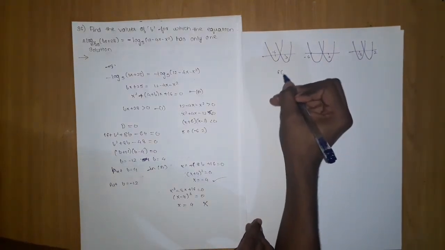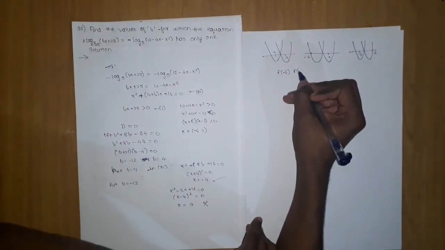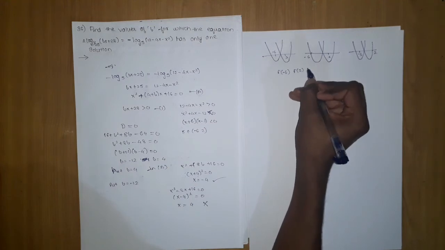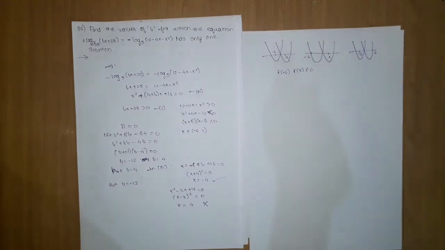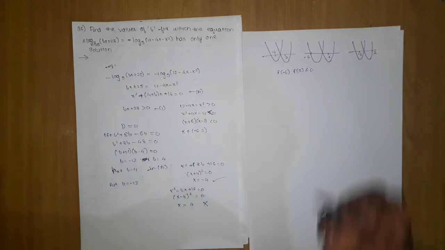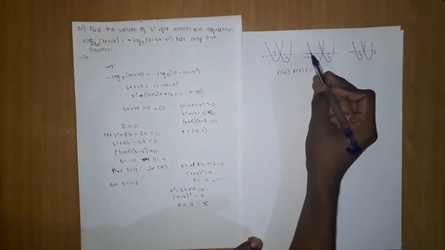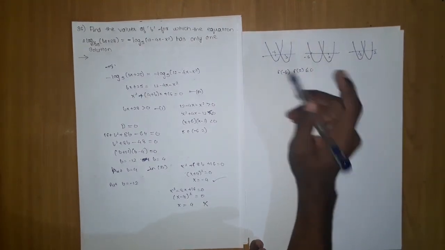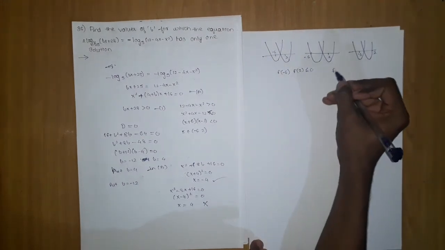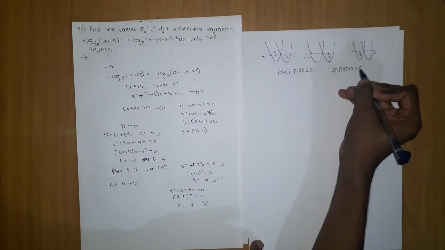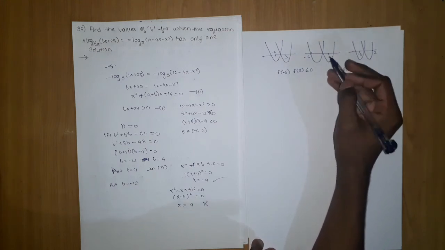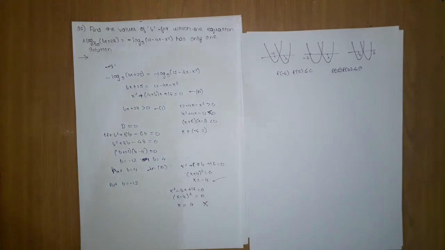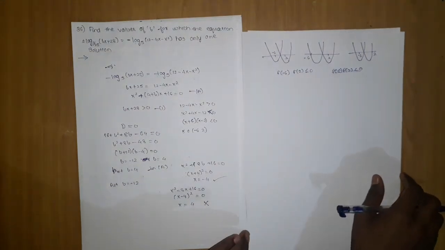So f of minus 6 into f of 2 should be less than or equal to 0, because it can also be f of minus 6 equal to 0, or f of 2 equal to 0. Although if this was the only condition, we would have used f of minus 6 into f of 2 less than 0. So you must know the possible situations which can occur. Don't use that, otherwise you will get the wrong answer. It is a JEE Advanced level question.